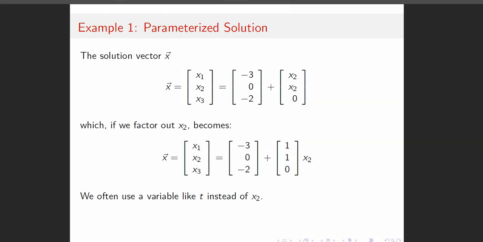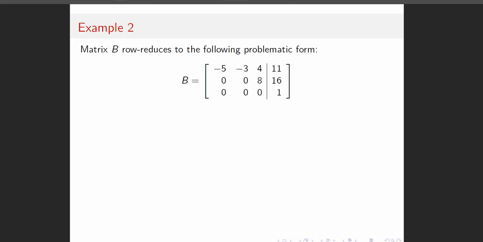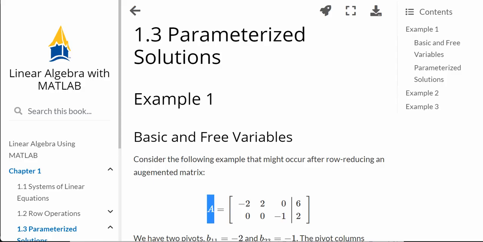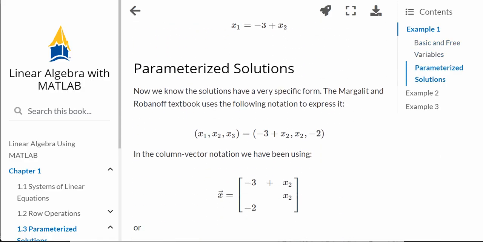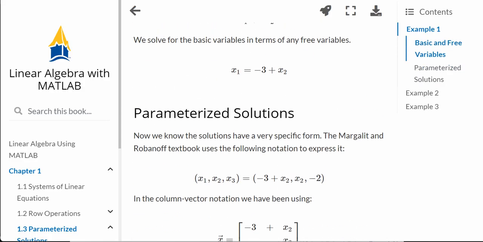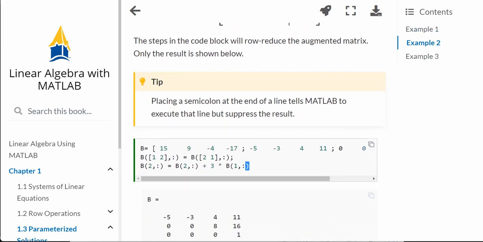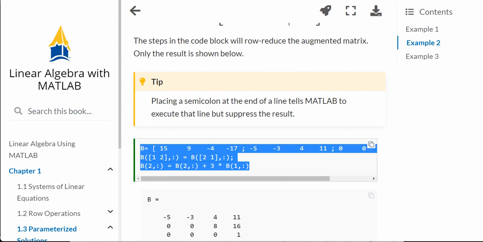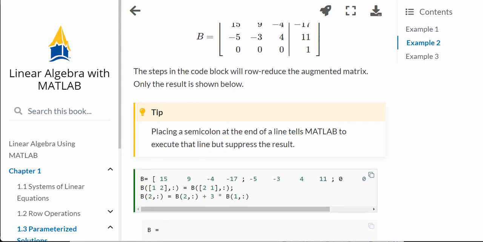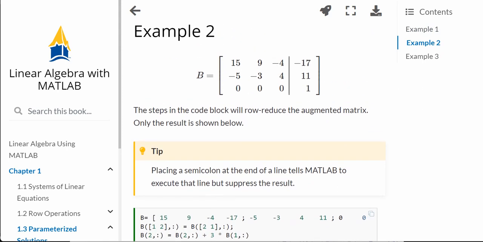Again, we sometimes get rid of the x sub 2 and use another real number, and we'll talk about that in a moment. So let's talk about example 2, where we have matrix B and we row reduce it to this form. In the notes, example 2 actually gives the steps, so you can use this as practice. This is the matrix we're looking at.